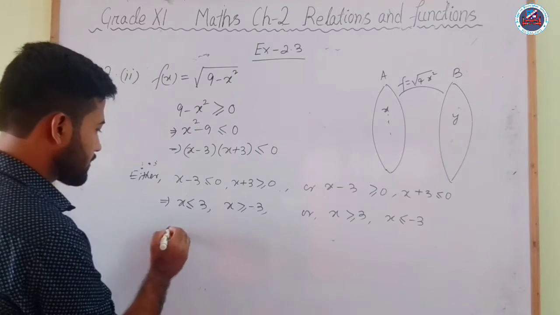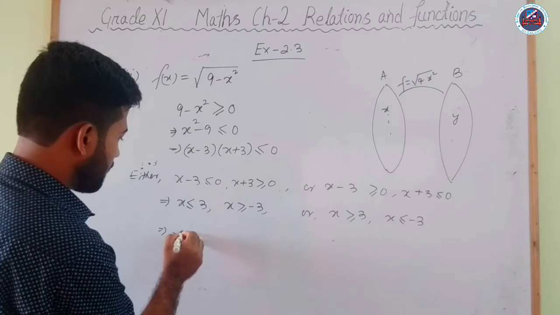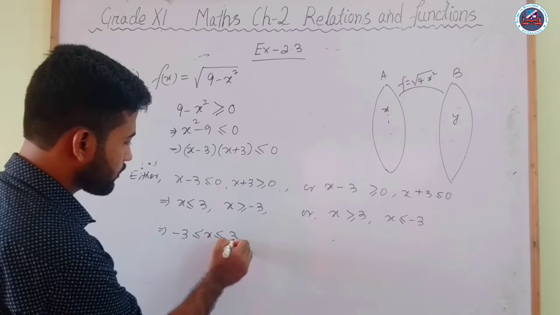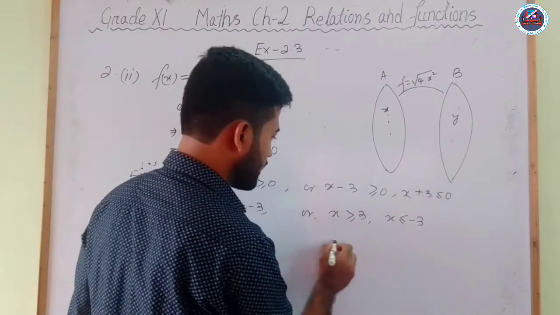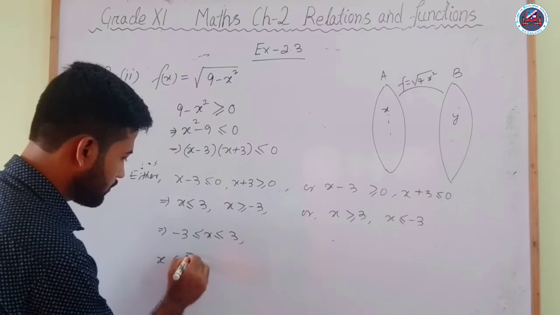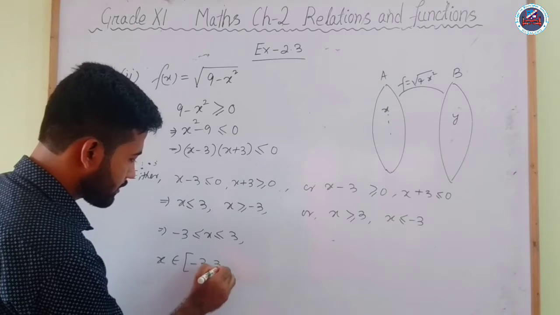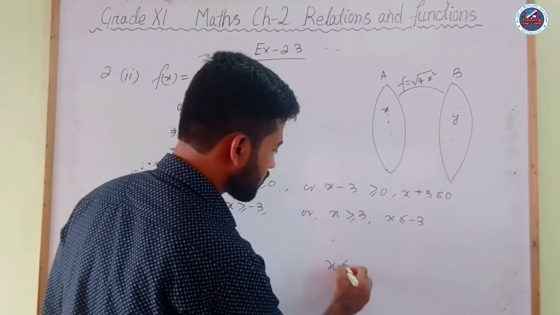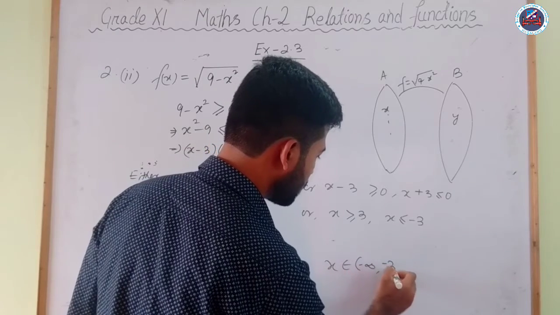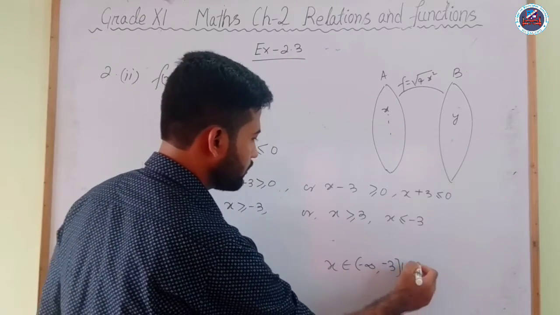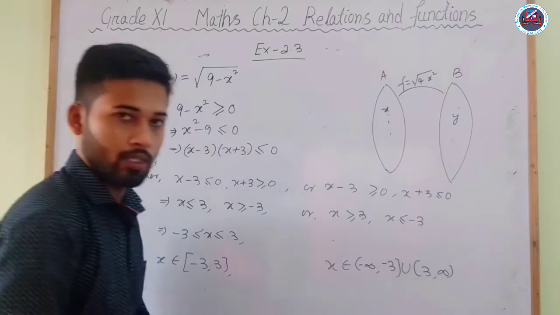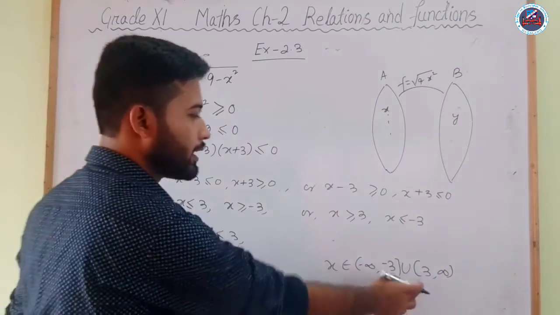So this will give us x greater than or equal to minus 3 and less than or equal to 3, or directly I can write that x belongs to the closed interval minus 3 to 3, and here x belongs to the closed interval minus infinity to minus 3 union 3 to infinity. Okay, so these are the two possible domains that we have got.